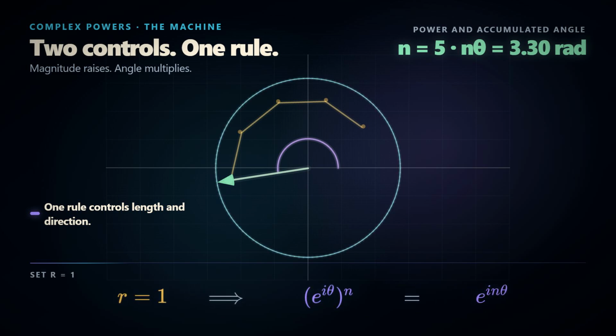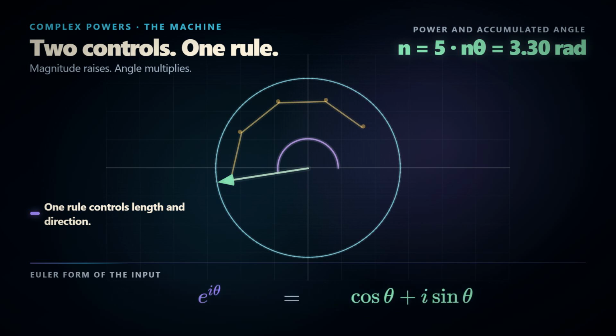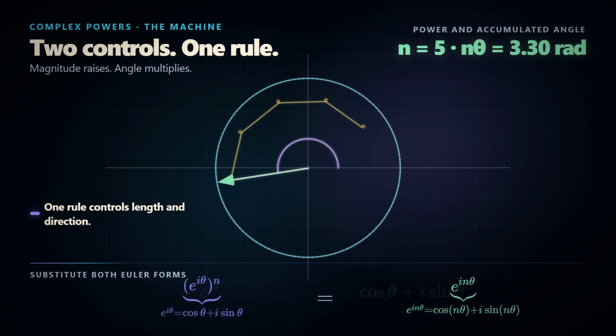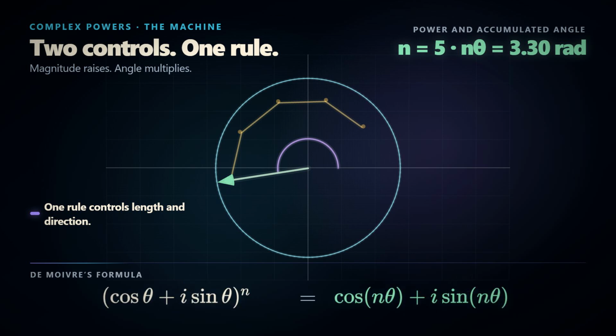Package the same idea on the unit circle, where r equals 1. Expand e to the i theta as cosine theta plus i sine theta. Repeated multiplication gives open parenthesis cosine theta plus i sine theta, close parenthesis, to the n, equals cosine n theta plus i sine n theta. Name this de Moivre's formula. It records exactly what the turning machine already showed.